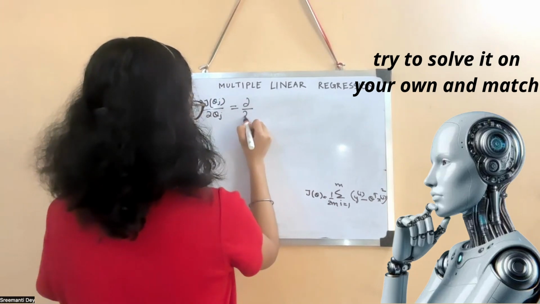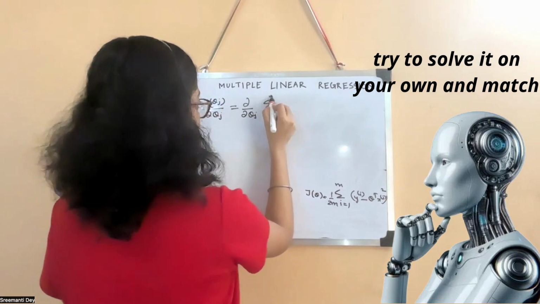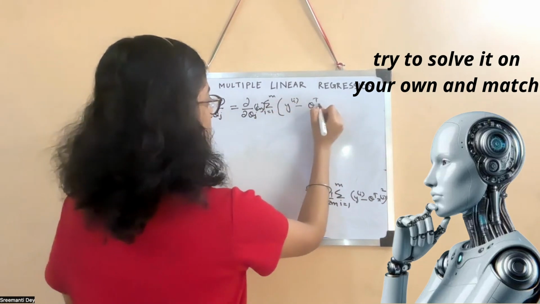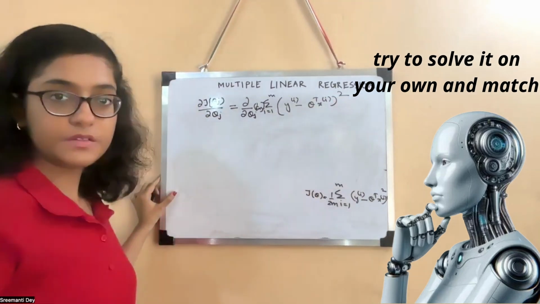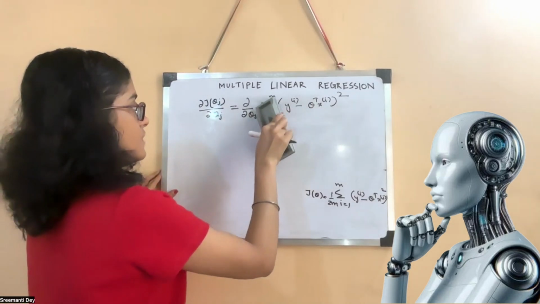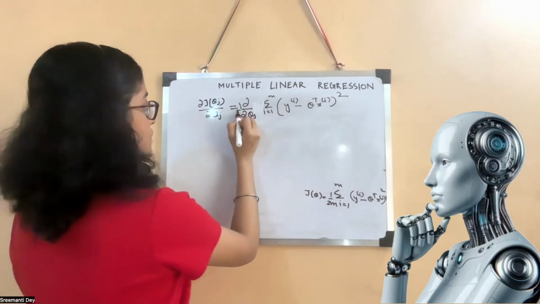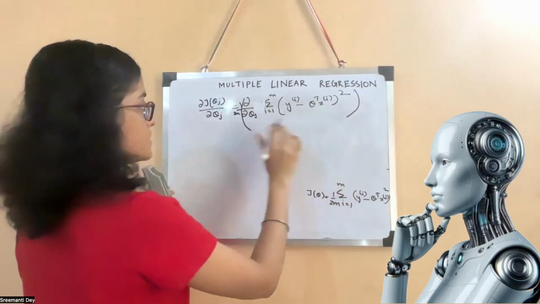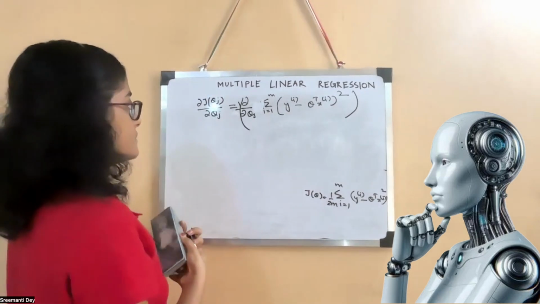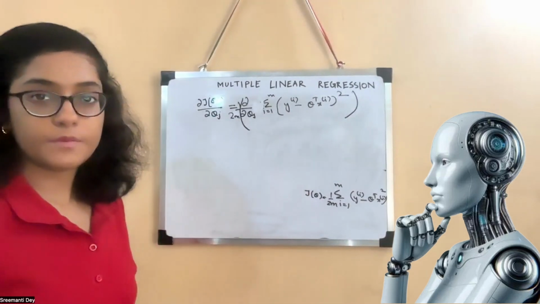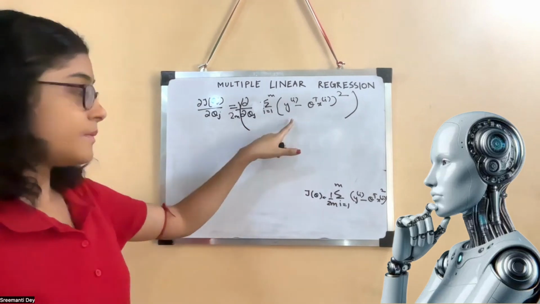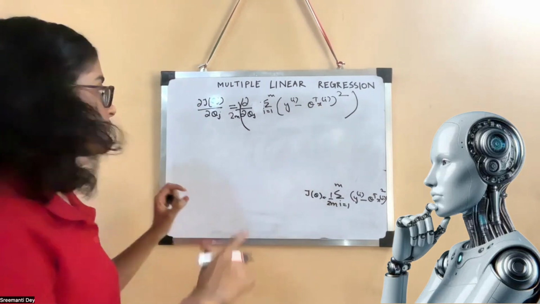Okay, so let's do that. The 1 by 2m is just a constant, so we can take that out and put it here. This is what we need currently. So we have d by d theta j, and then summation i equals 1 to m, (yi minus theta transpose xi) squared. Now let's differentiate.